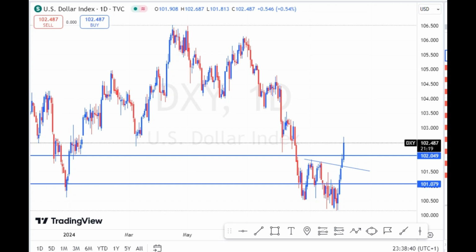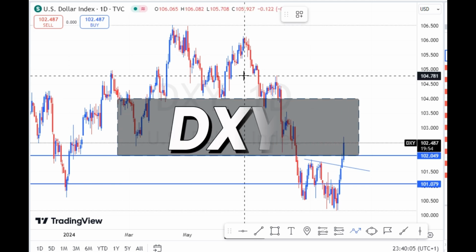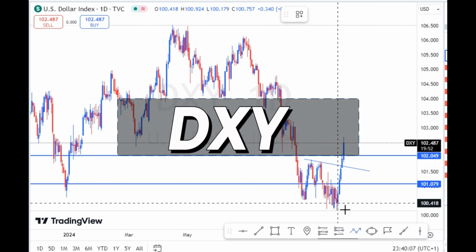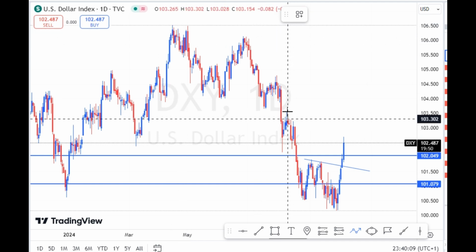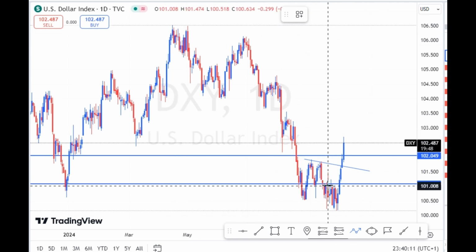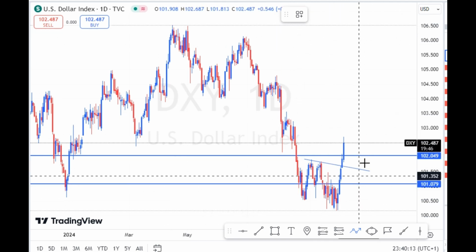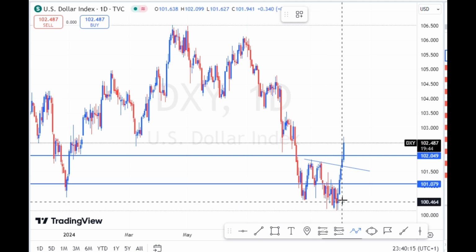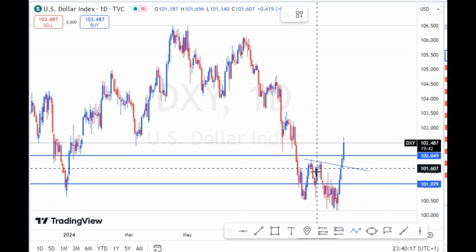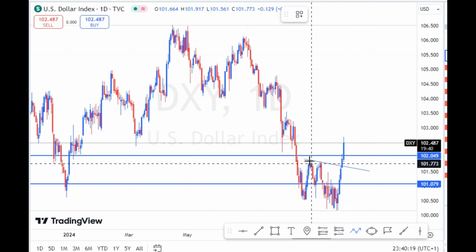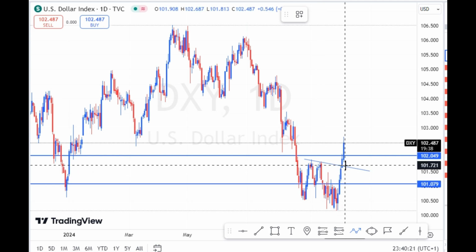This week, I'm going to break down why the DXY is poised to shake things up in the Forex market. The DXY previously had a downtrend structure. You can see we have a higher high, lower high, lower high. This shows that the DXY was previously in a downtrend structure. Now you can see that price has broken above a higher low on the daily chart.